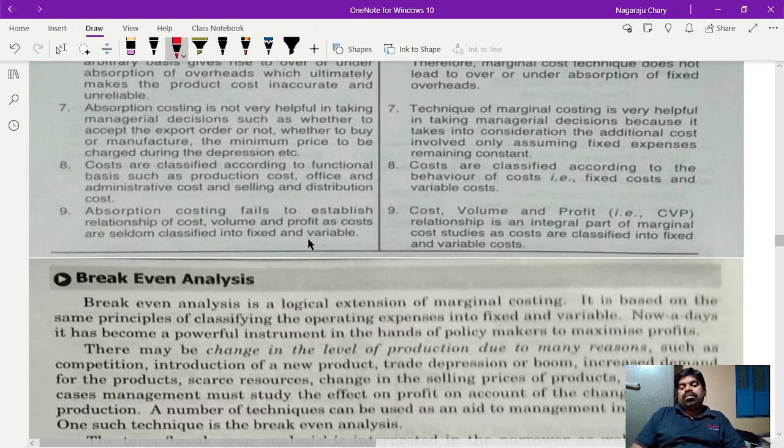It is not possible to segregate fixed and variable cost. That's why CVP analysis is not possible under absorption costing. In marginal costing, CVP analysis is possible. Why? Because the segregation of cost is possible. Here marginal cost, that is variable cost, is taken into consideration. That's why CVP analysis is possible in marginal costing. CVP analysis is not possible under the method of absorption costing.